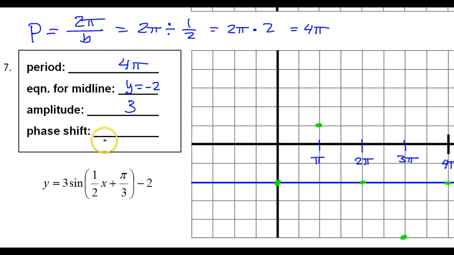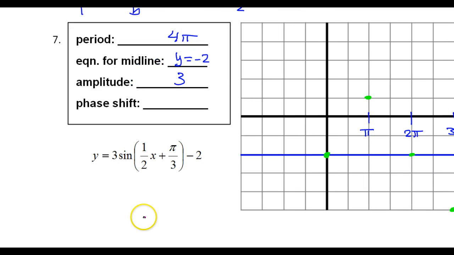So now it's time to not connect these dots. Just leave that as the 5-point skeleton. The phase shift will determine how far to the left or right we're going to shift these 5 points, because that's all that's left.